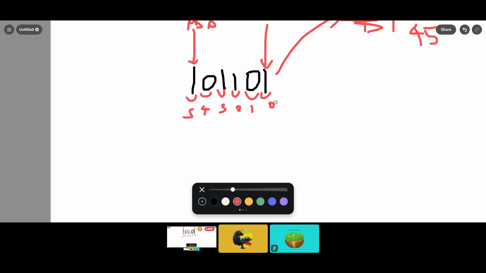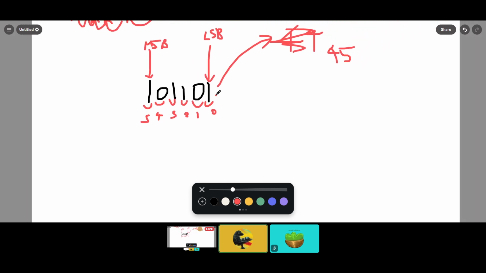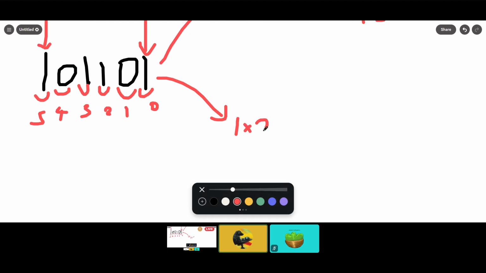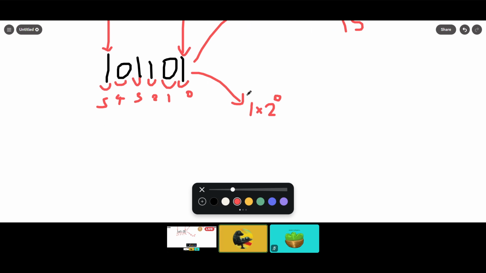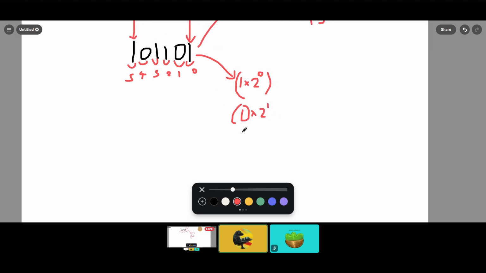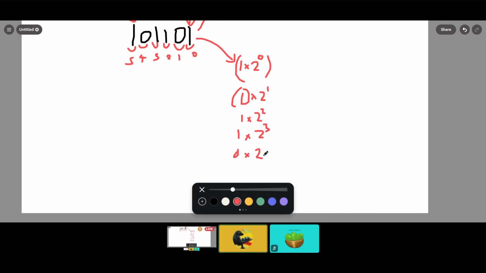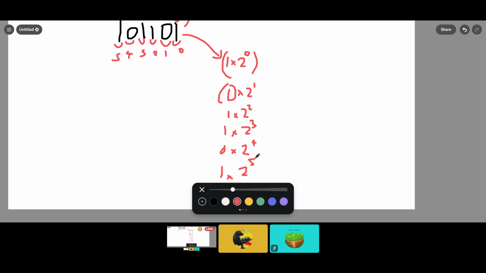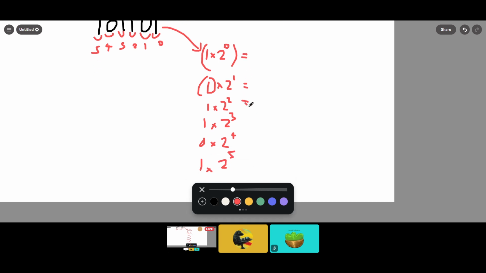Next, we take this digit 1 and multiply by 2 to the power of this number, so that'll be 0. And we do that for the rest. So it'll be 0 times 2 to the power of 1. This will be 1 times 2 to the power of 2, 1 times 2 to the power of 3, 0 times 2 to the power of 4, 1 times 2 to the power of 5. And then we will get a number for each of these.